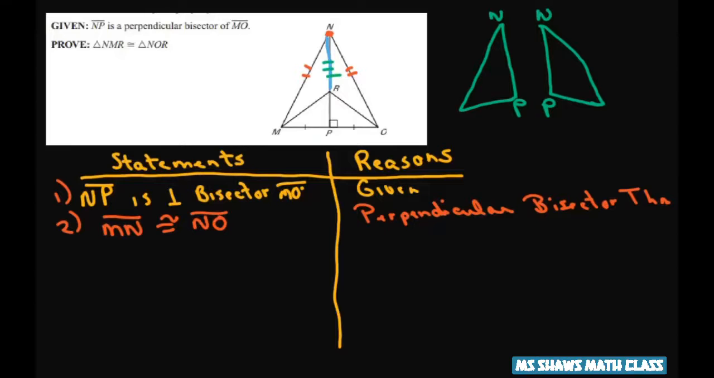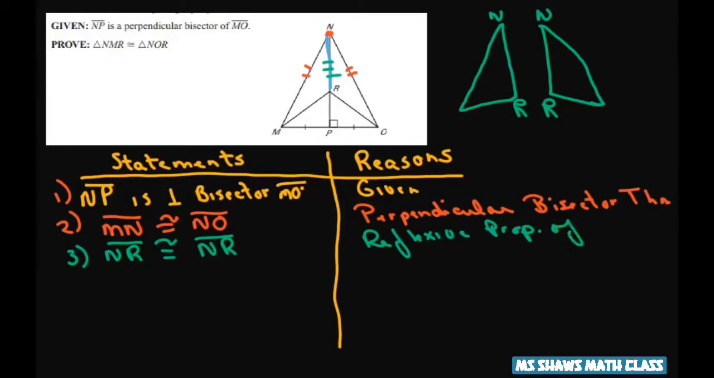So we know that NR, sorry, we call it NR. NR is congruent to NR. And that's your reflexive property of congruence. So now we have two sides.